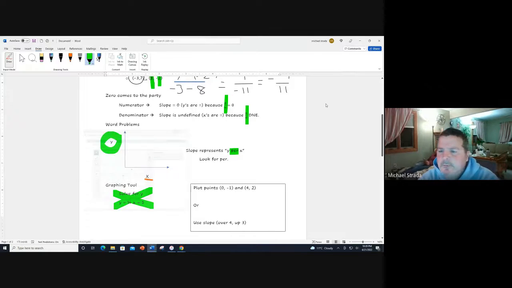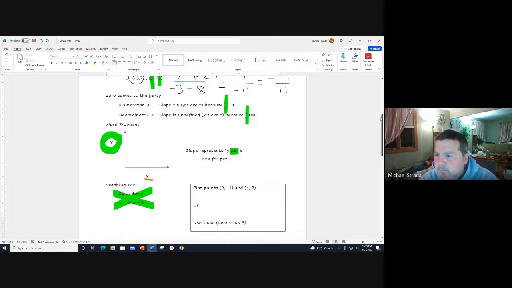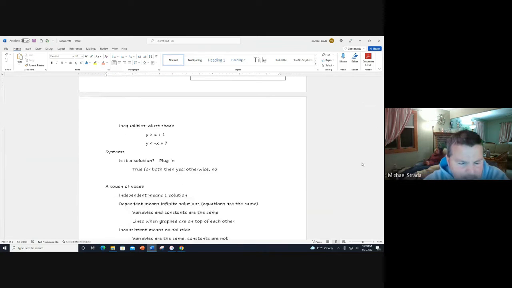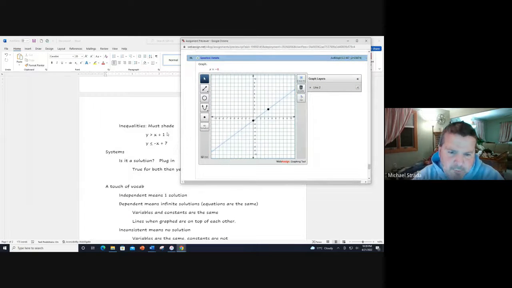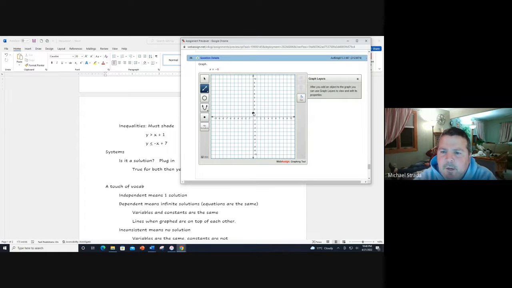All right. So now I come back here. Inequalities, you have to shade. So let's say we have to graph, all right, y is greater than x plus 1. So I'm deleting all this, all right? So now I'm graphing y is greater than x plus 1. My y-intercept is the 1, and my slope is also 1. So I start at 1, all right? I'm in the right tool, the line tool, starting at 1. Then my slope is 1, which means I go up 1 and over 1, boom, and I have my line.